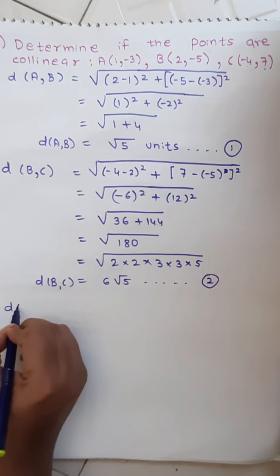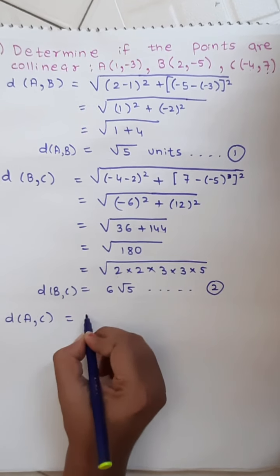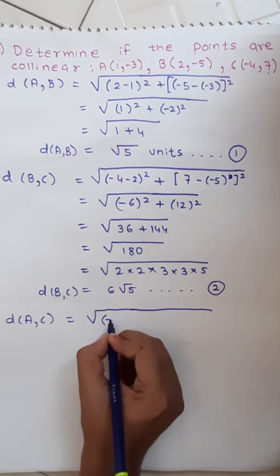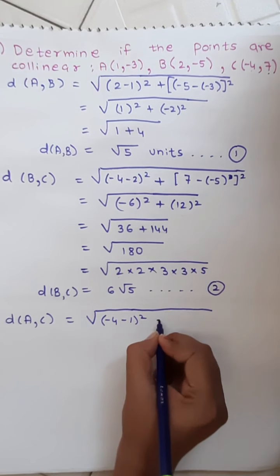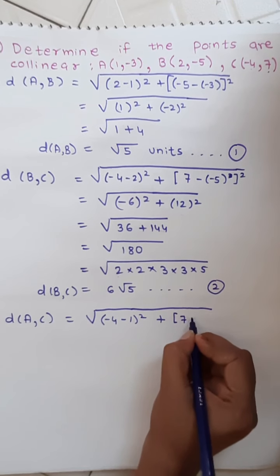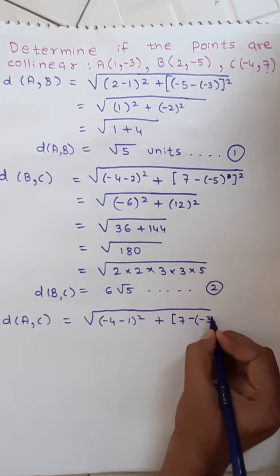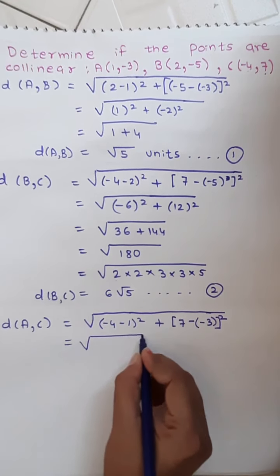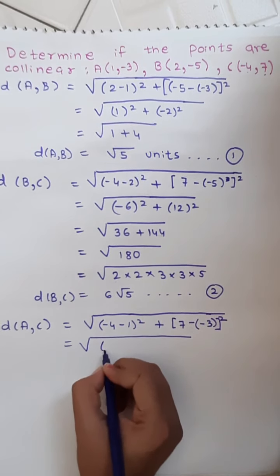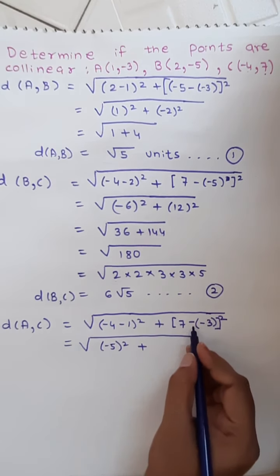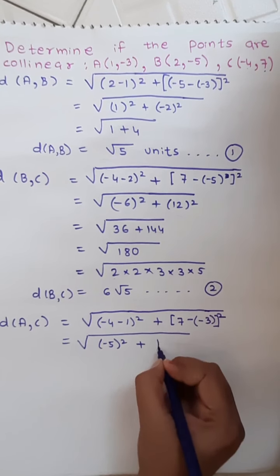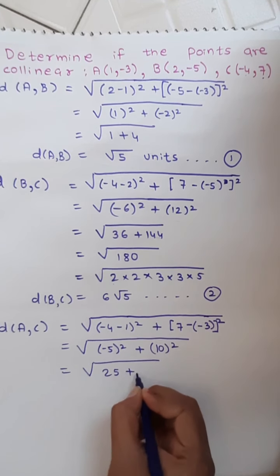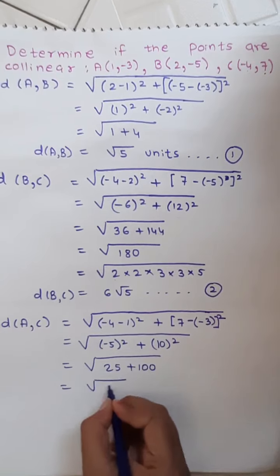So now you're going to write distance of A comma C is equal to, I'm directly substituting, you may write the formula again. So it is minus 4 minus 1 whole square plus 7 minus 3. Check it. Put the bracket. Next it is going to be minus 5 whole square plus 7 minus 3, so it's going to be 10 whole square. It's going to be 25 plus 100, so that is 125.